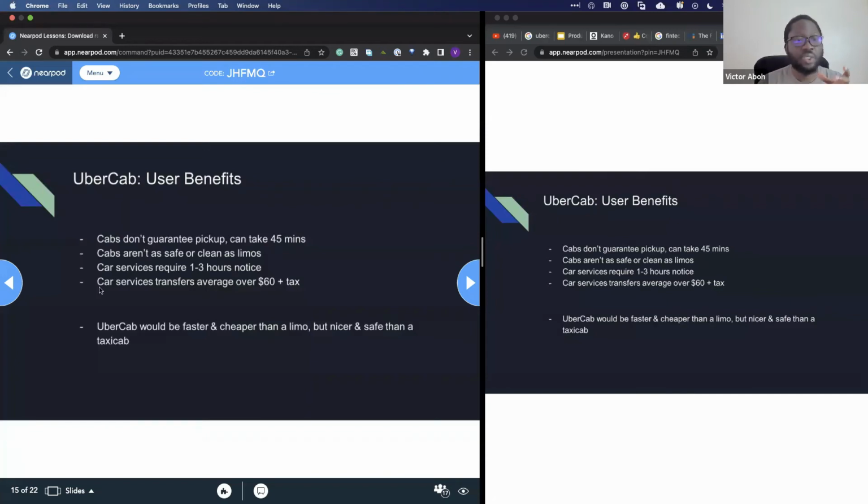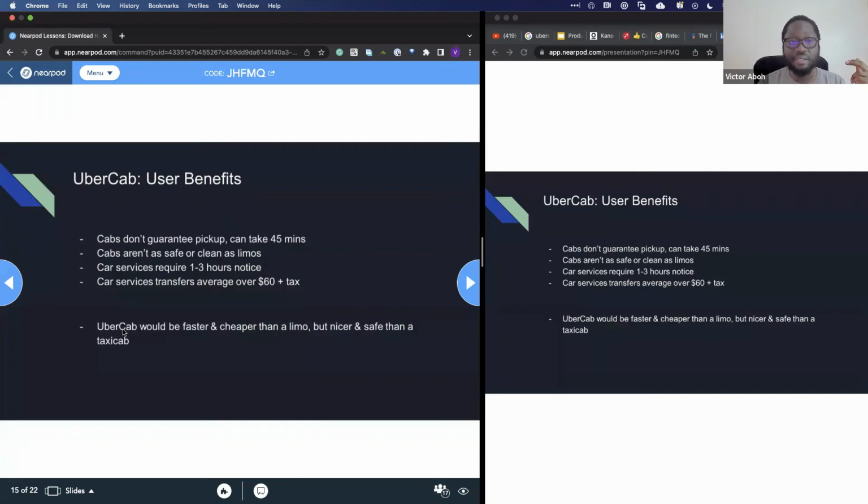This is from their deck, where they're saying cabs don't guarantee pickup, can take a long time. Of course, this was in the US market. Cabs aren't as safe or clean as limos. Car services require 1 to 3 hours notice. Car services transfers average over $60. This gives us a clue as to who Uber was saying as their competition: cabs, car services, right?